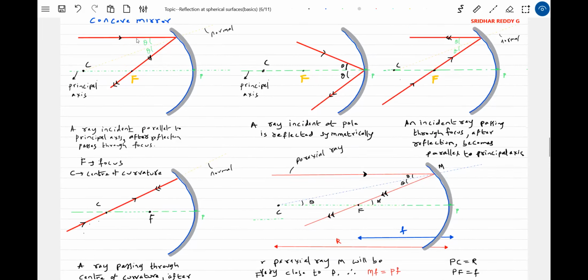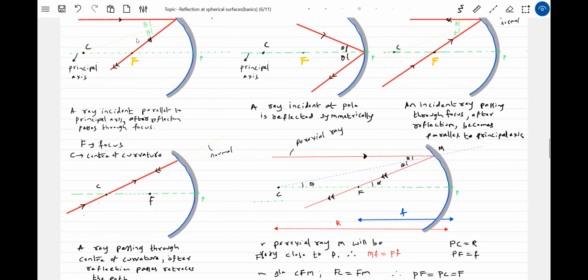Once again, I'll revise it. If a ray is incident parallel to the principal axis, after reflection it will intersect the principal axis at a point called the focus. Then, if a ray is incident at the pole, it will be reflected symmetrically. Angle of incidence equals angle of reflection. Then, if an incident ray passes through the focus, after reflection it will become parallel to the principal axis. This is the incident ray, this is the reflected ray. Then, if a ray passes through the center of curvature, it will retrace its path, because the angle of incidence equals the angle of reflection.